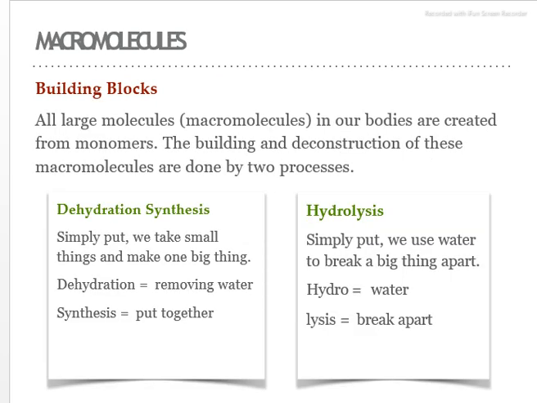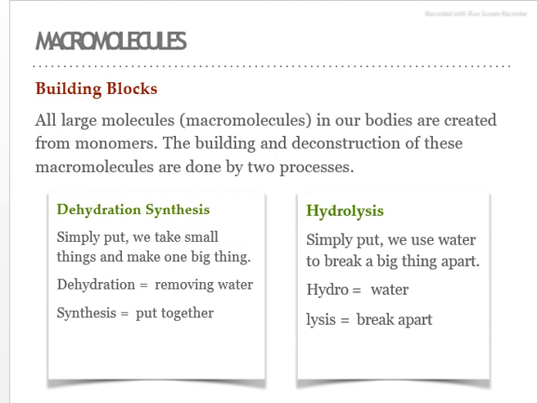So macromolecules. What are macromolecules? All large molecules in our bodies are created from monomers. The building and deconstruction of these macromolecules are done by two processes. So how are these macromolecules formed? They are the building blocks of our bodies. For example, protein, carbohydrates, lipids, these all are macromolecules, and the building and deconstruction of these macromolecules are done mainly by two processes. First one is dehydration synthesis and the second one is hydrolysis.